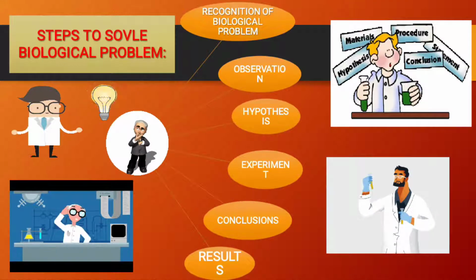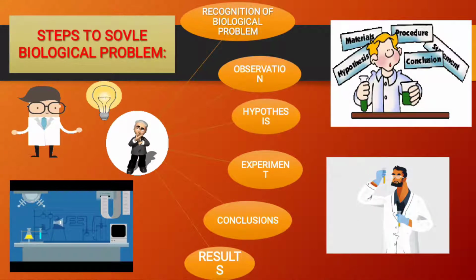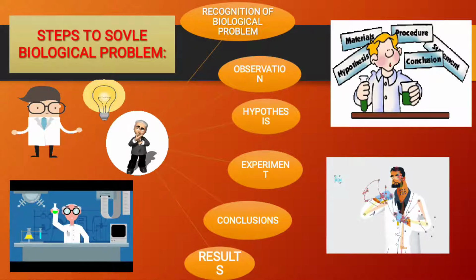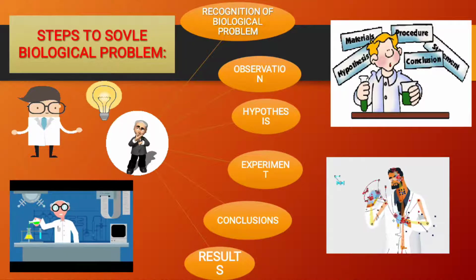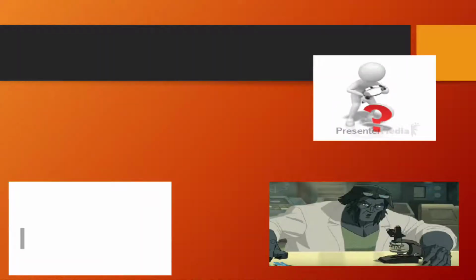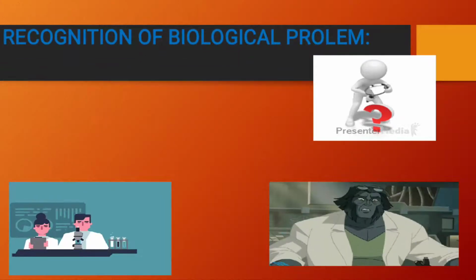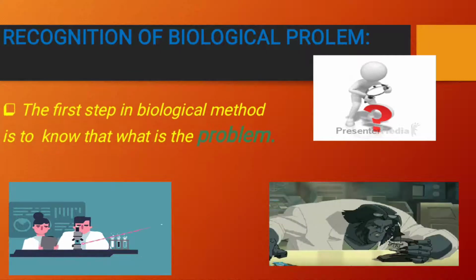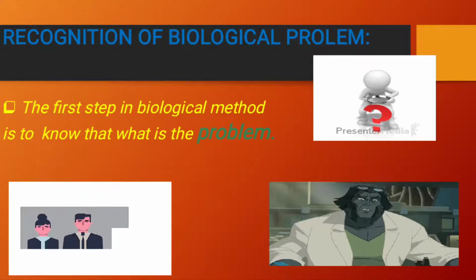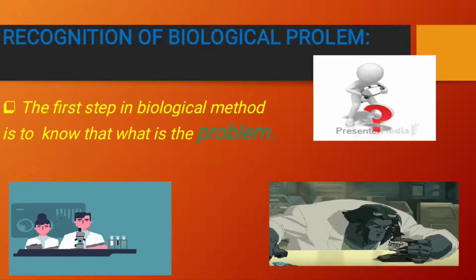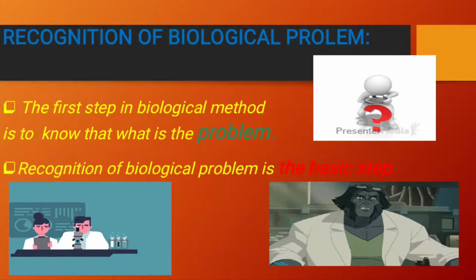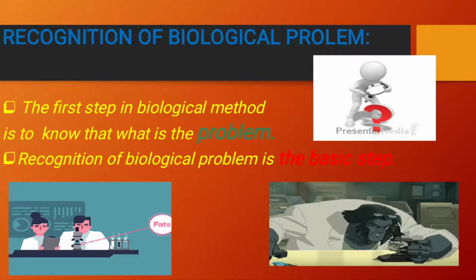Students, to solve a biological problem, here are few steps in biology. The steps are recognition of biological problem, observation, hypothesis, experiment, conclusion, and results. Now, first step of biological method is recognition of biological problem. The first step in biological method is to know what the problem is. Recognition of biological problem is the basic step.